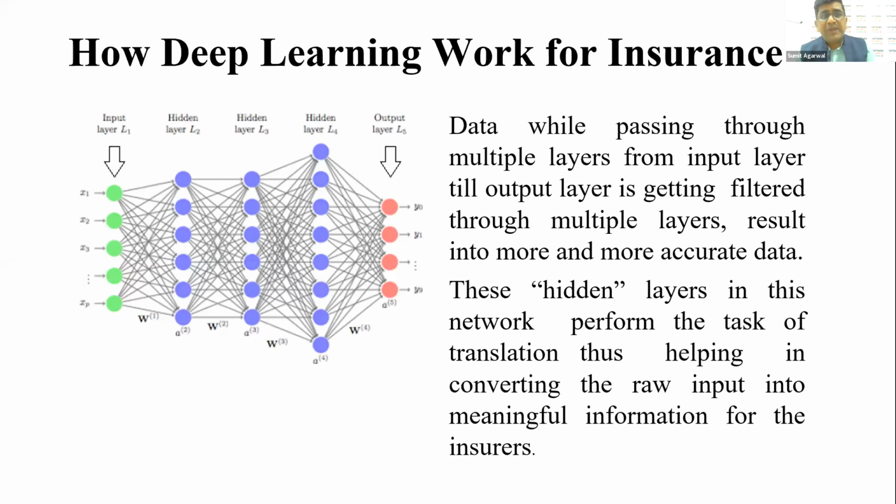Now, in the next part of the paper, I discuss how deep learning works for the insurance. So deep learning consists of various layers: input layers, output layers, and the process layers, which are the hidden layers. So data, while passing through the multiple layers from the input layer to the output layer, is getting filtered through multiple layers, resulting in more and more accurate data for the insurers to work on. These hidden layers in this network perform the task of translation, thus helping convert the raw input into meaningful information for the insurers to use.